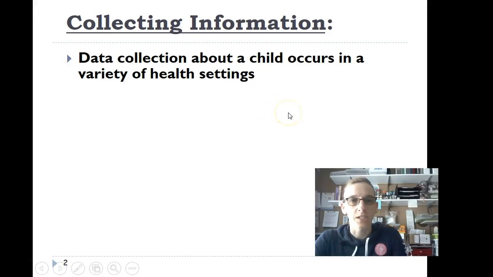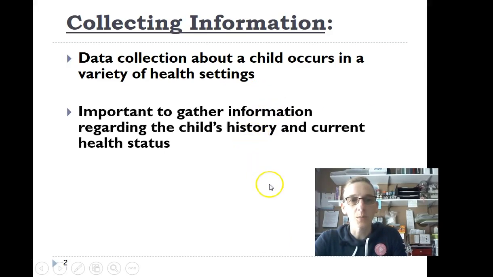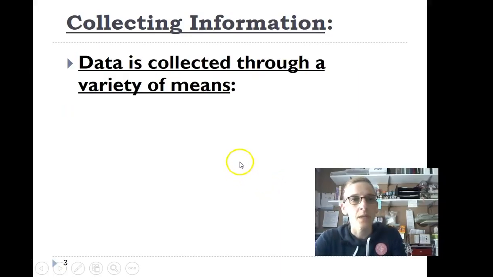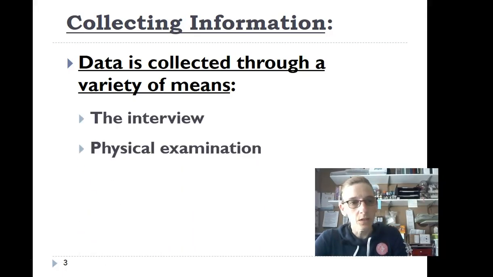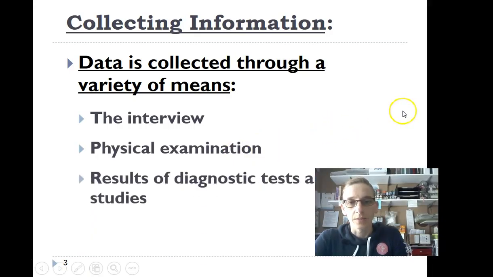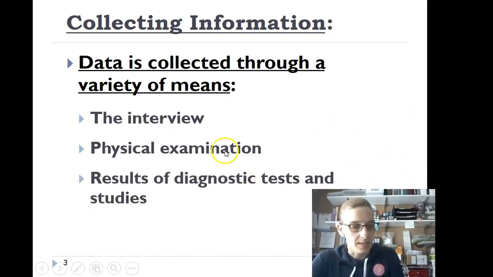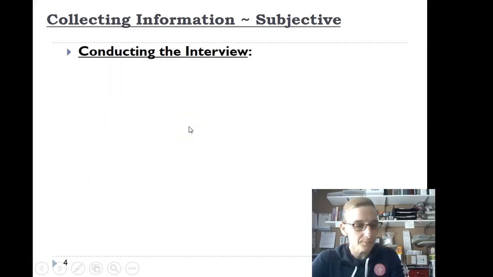So data collection about a child occurs in a variety of health settings, and it's important to gather information regarding the child's history and current health status. Also, data is collected through a variety of means with children. So it can be done through the interview, physical exam, and results of diagnostic tests and studies. Now, the interview may, depending on the child's age, or may not be done with the child themselves. The physical exam, obviously, and then any diagnostic tests or studies.